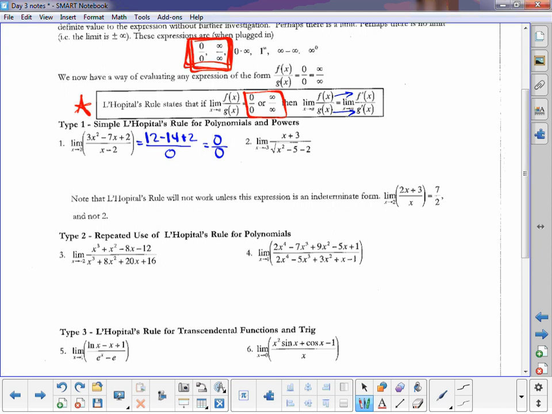So this is equal to the limit as x approaches 2, because I haven't evaluated the limit yet, so I still need my limit notation. It's equal to the derivative of the top. What's the derivative of this top function here? 6x minus 7. Good. And what is the derivative of my bottom function? 1. Oh, how nice is that?